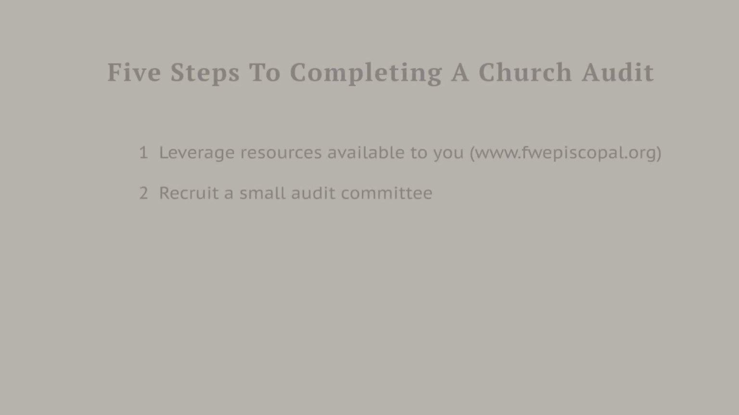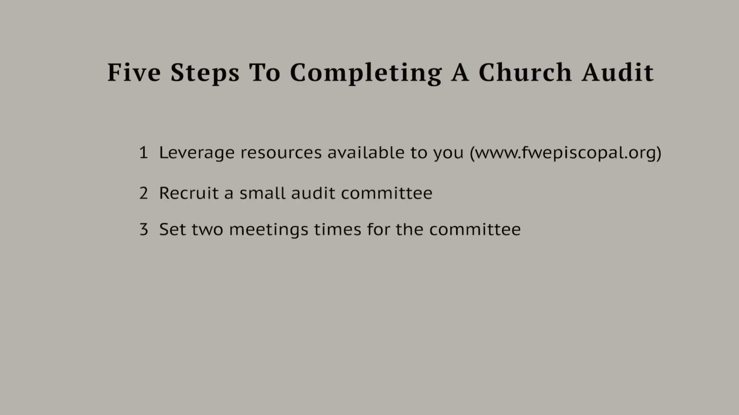Step 3, pick 2 times that work for all committee members. Set aside 2 two-hour sessions, either 2 evenings, afternoons, or Saturday mornings. Be sure the person who has knowledge of the church financial operations, either your church administrator, your treasurer, or your vestry, is available for the first meeting and should be available for questions during the second.